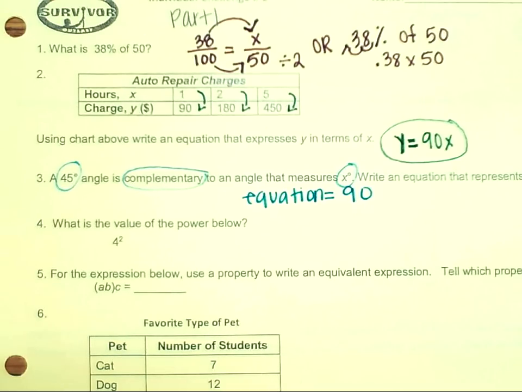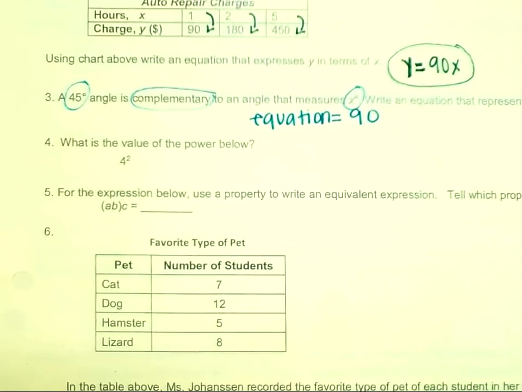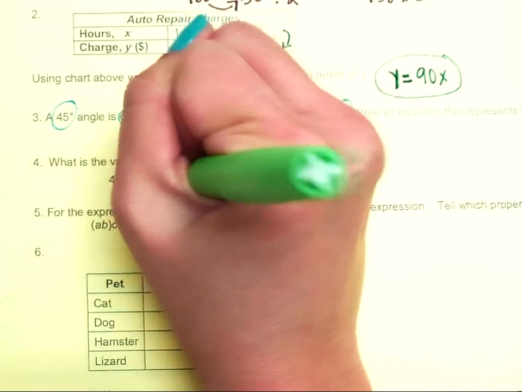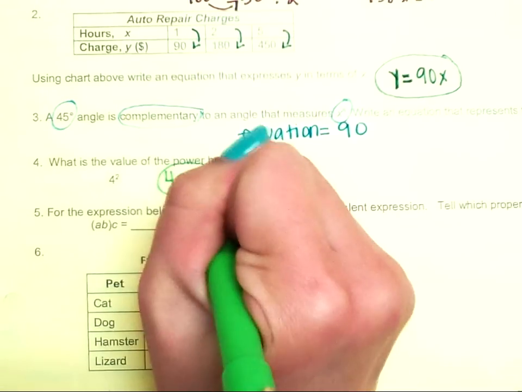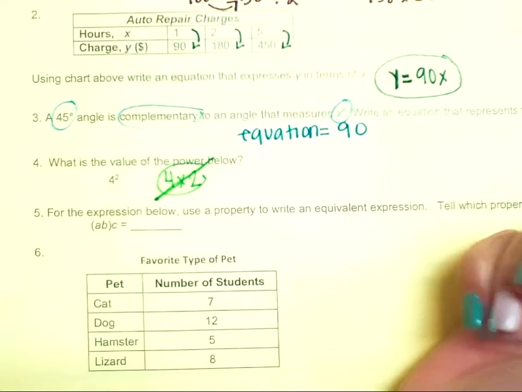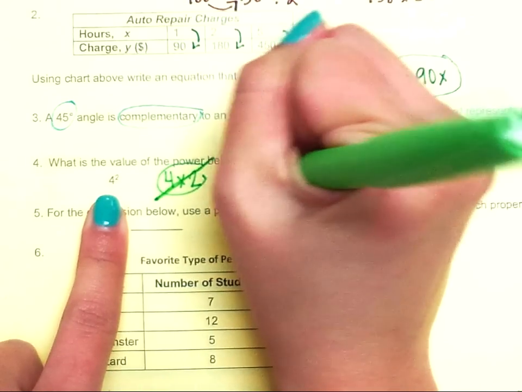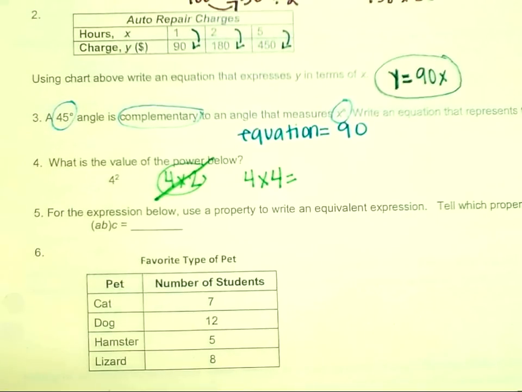Number 4. You have 4 squared, or 4 to the power of 2. This does not mean 4 times 2. This is wrong. 4 squared means 4 times 4. And that will be your answer.